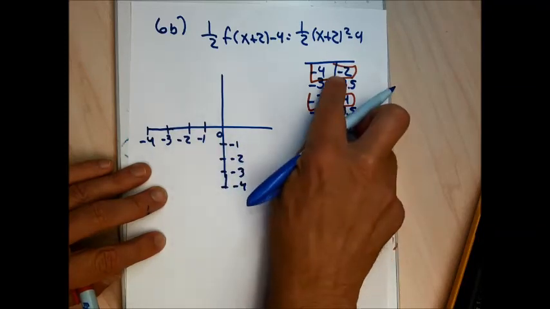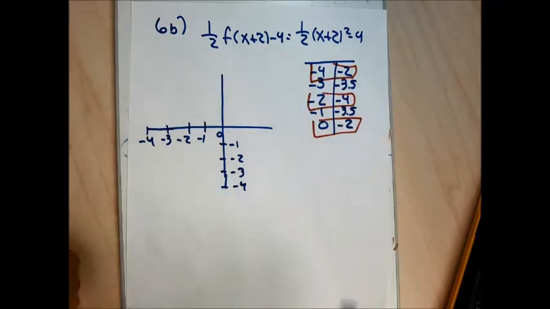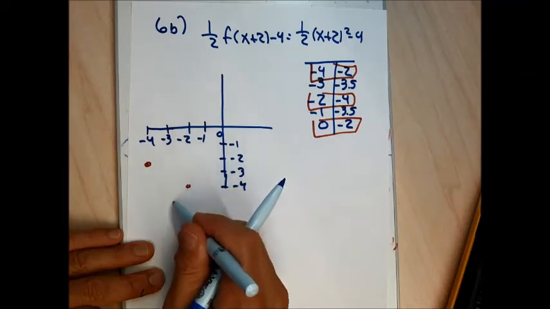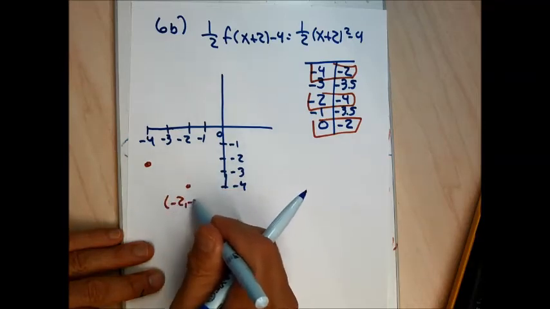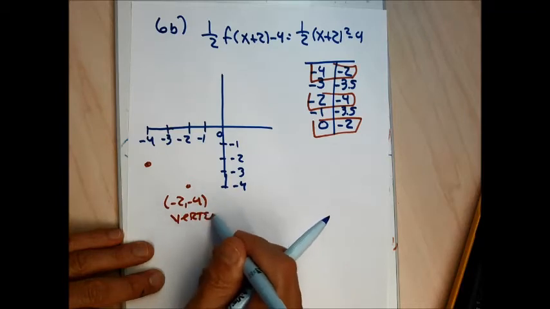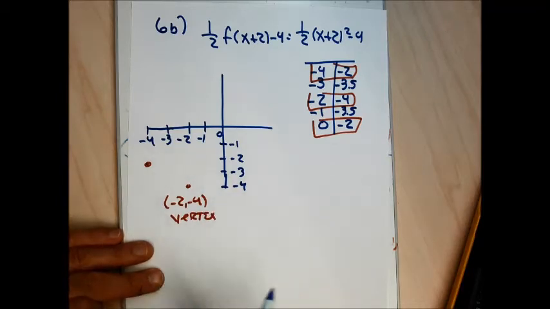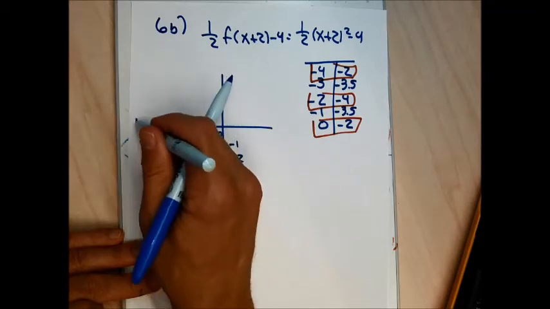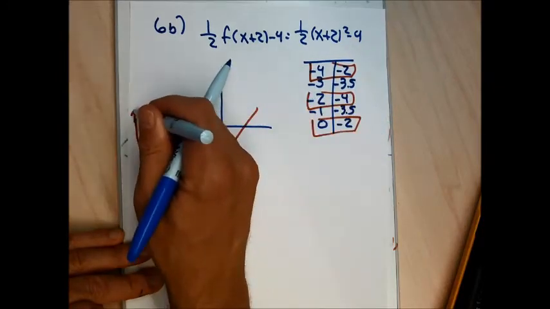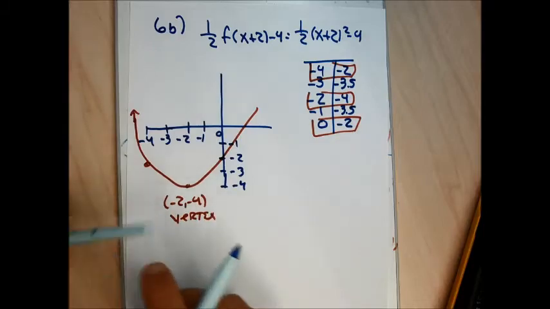So the first point I'm going to plot is negative 4, negative 2, and then negative 2, negative 4, which is the vertex. I'm supposed to label the vertex, so I'm actually writing the word vertex next to that point, and even writing the point down, and then 0, negative 2. So this is a wide-ish parabola. So that's perfect for 6b.